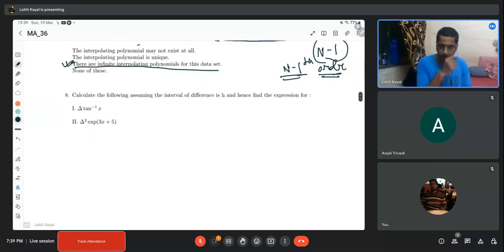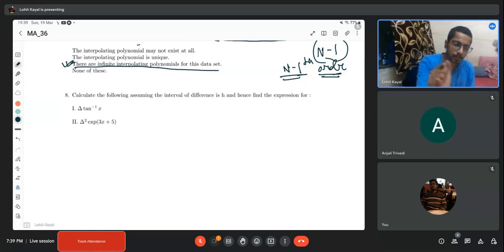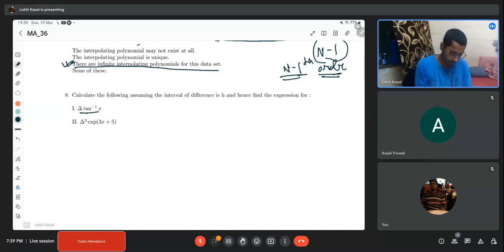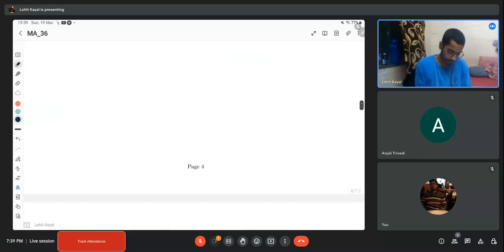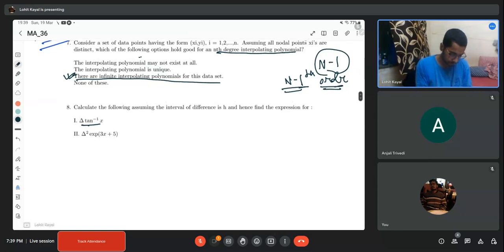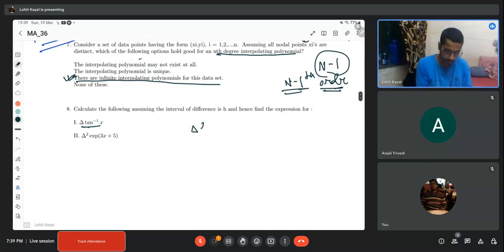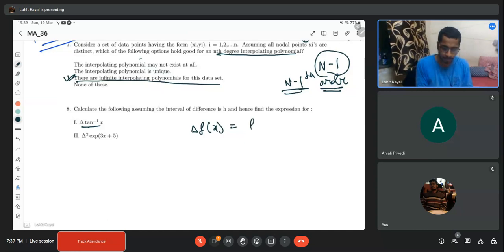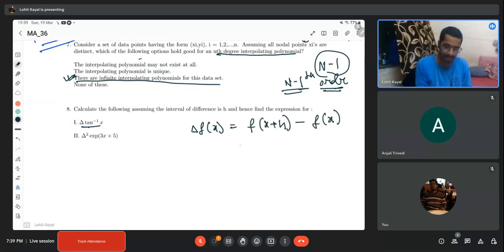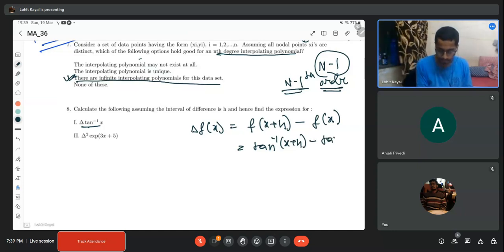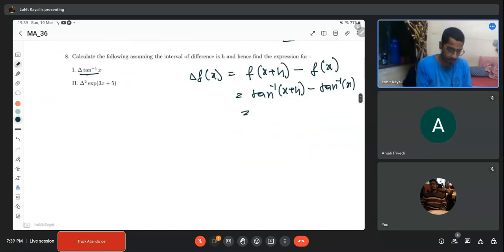Now we take questions from the forward difference. I need to calculate the value of delta of tan inverse x. So what is the formula? Delta of f of x is equal to f of x plus h minus f of x. So here f of x is tan inverse x. So it is tan inverse of x plus h minus tan inverse x. This is simply a school level trigonometry problem.